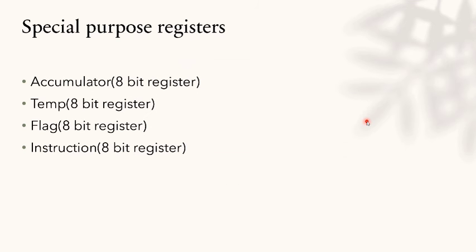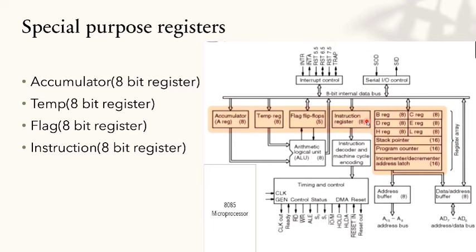Now we will see special purpose registers. Special purpose registers are of four types: the accumulator, which is an 8-bit register, the temporary register, which is also an 8-bit register, and the flag register, also known as flag flip-flops register. It is also an 8-bit register, but you are able to see 5 here, right? This says that we are going to use only 5 bits of data.